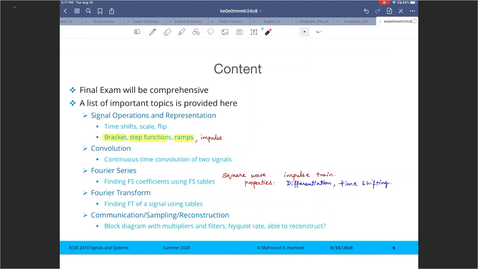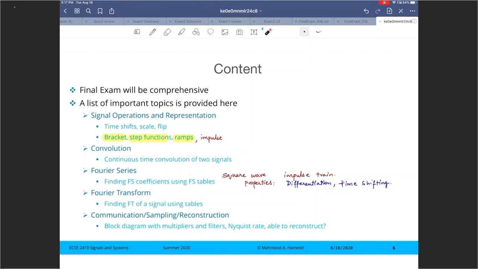Now, the next major topic was communication, and it was very closely related to sampling and reconstruction of signals. Even though that's a very broad topic, with multiple lectures on it, I'm going to aim at your skill to be able to track a signal starting from the input, going through some multipliers and filters, applying the Nyquist rate concept for sampling. Are you sampling at Nyquist rate or not? Will you be able to reconstruct the signal from the set of samples or not? So that is going to be your next major topic.